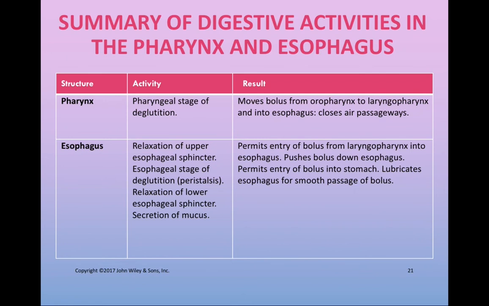During deglutition, the upper esophageal sphincter will relax so that food can enter the esophagus, and as food moves down the esophagus from the action of the muscularis externa, that's going to lead to the relaxation of the lower esophageal sphincter. There will also be lots of mucus release in the esophagus to help lubricate contents as they pass into the stomach. The esophagus will also be lined with a layer of stratified squamous epithelium to protect the walls of this organ.